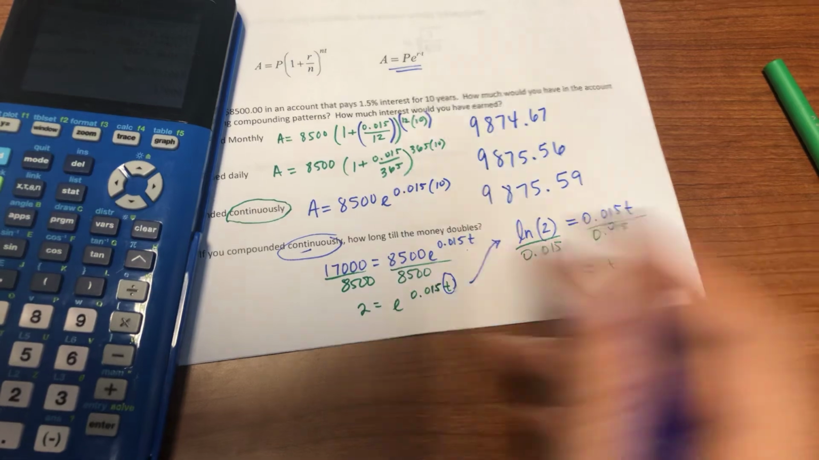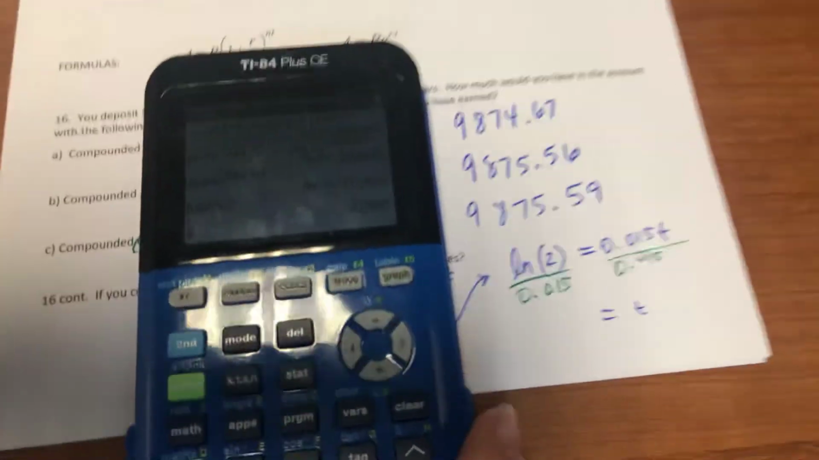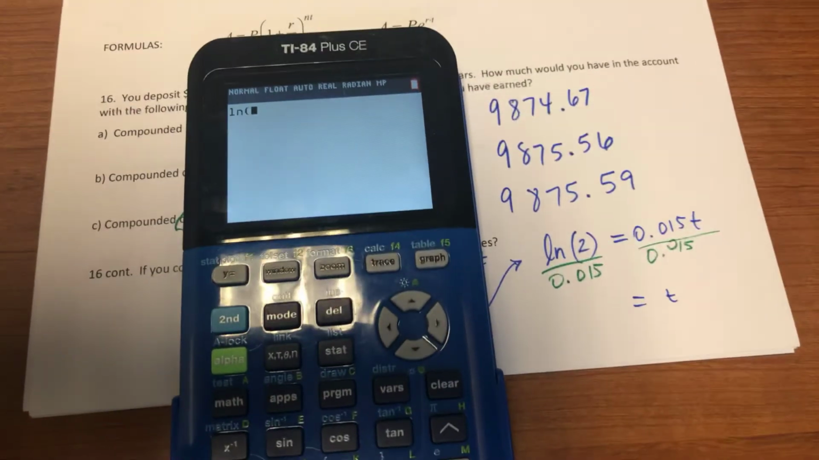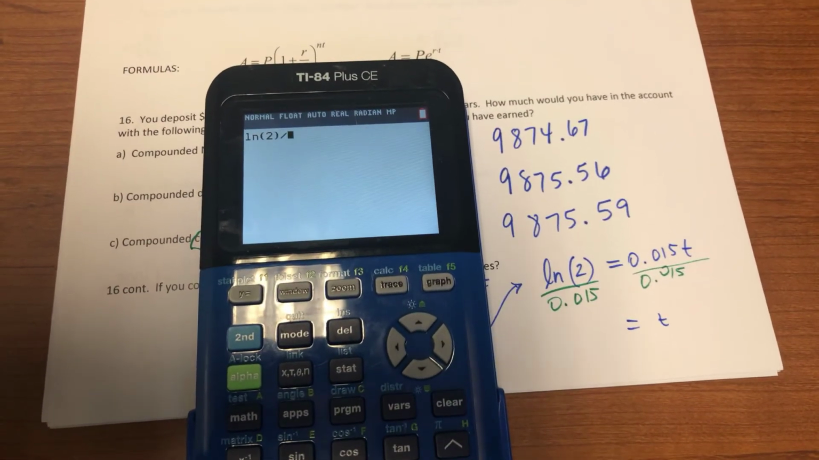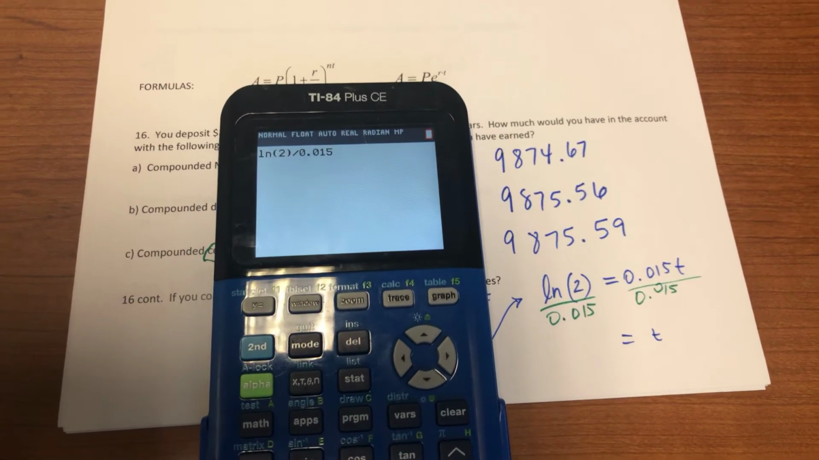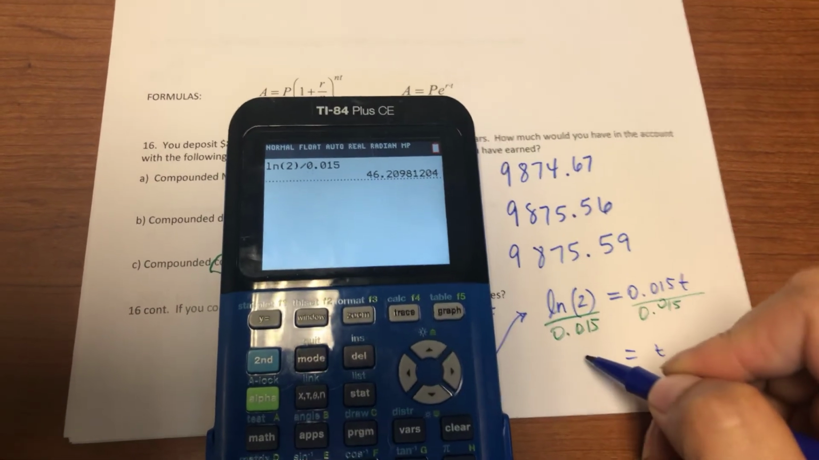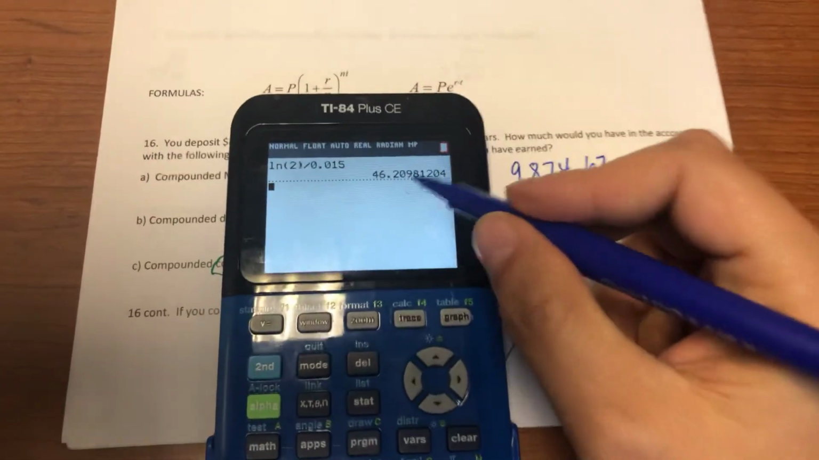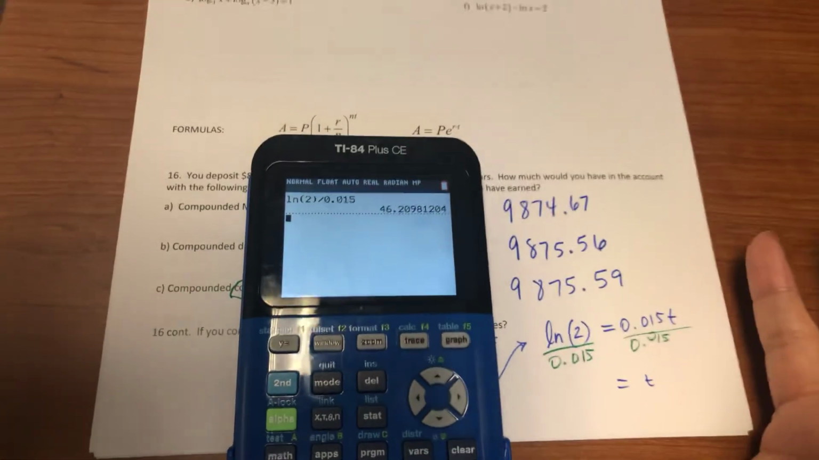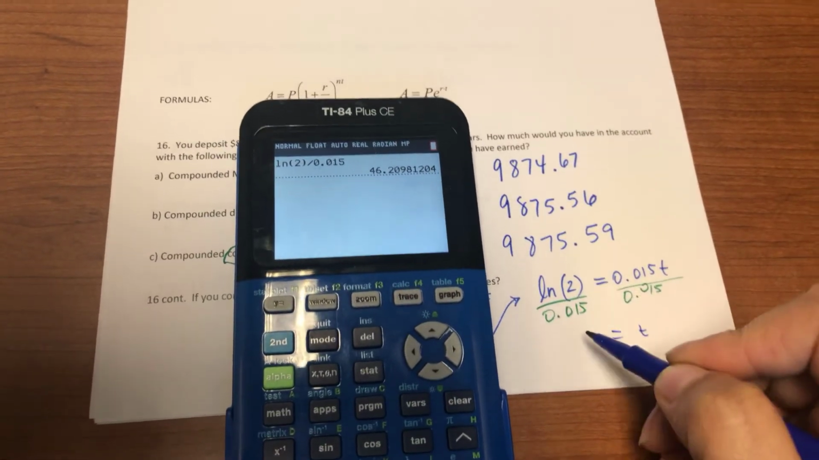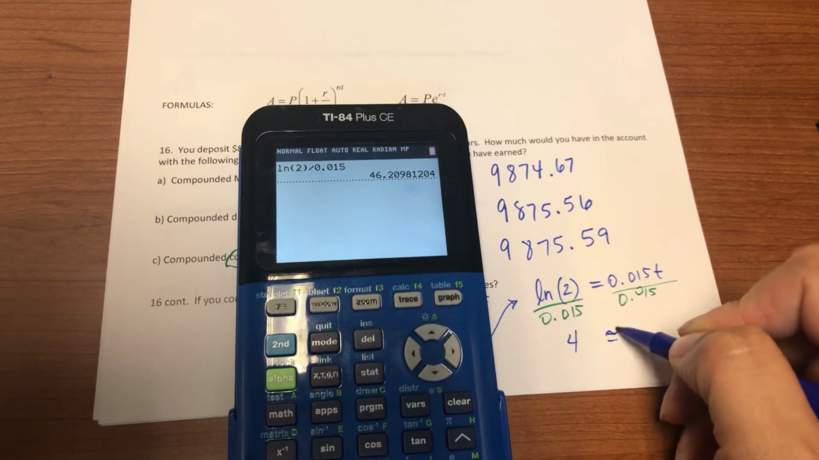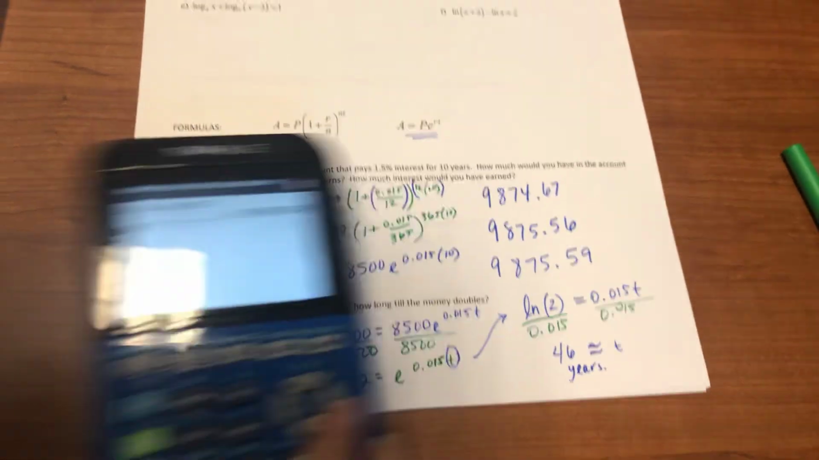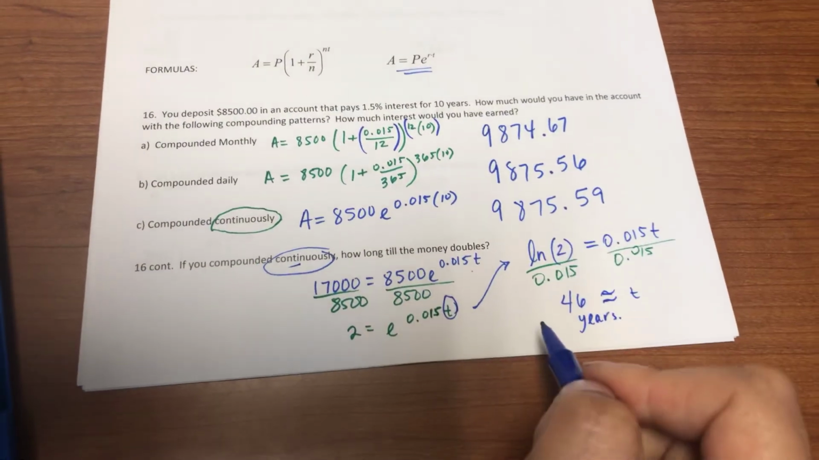Now it becomes simply a calculator problem. I'll show you how to put it in the calculator. Come over here to your calculator. It's going to be natural log of 2 divided by 0.015, and we hit enter. It looks like it's going to take approximately 46 years and some days, because it says 46.20. So it's approximately 46 years before it will double if it stays at that interest rate and it's compounded continuously.